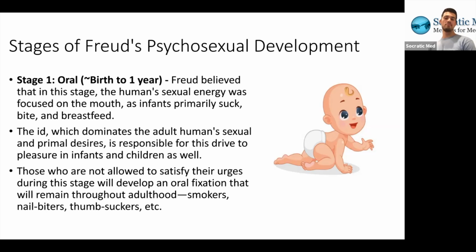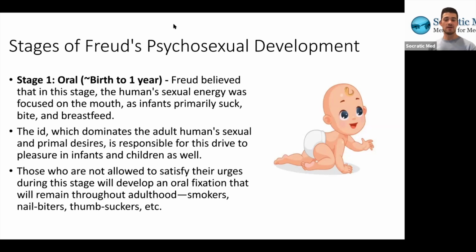Freud believed that all children had sexual energy, and whenever you study Freud, everything comes back to channeling sexual energy. It doesn't matter how old you are, it doesn't matter who you are. So every single person on this earth, from birth to 1 year, he believed that your sexual energy was focused on the mouth. Infants primarily suck, bite, and breastfeed at this age. Most of the functions that babies do at that point involve their mouth.